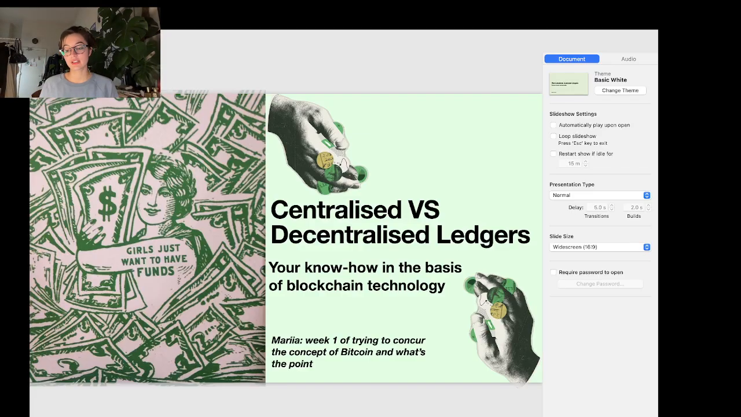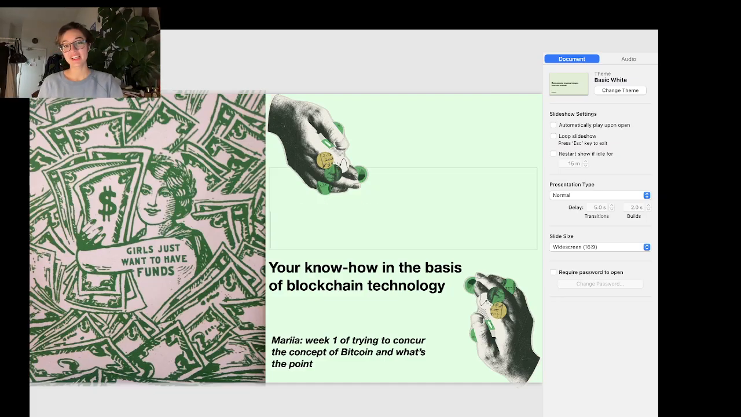And today's main focus is going to be on centralized and decentralized ledgers. We're going to discuss what the ledgers are, what's the difference between these two. We'll briefly touch Bitcoin, I guess, and maybe some limitations and why did it happen and why is it happening.